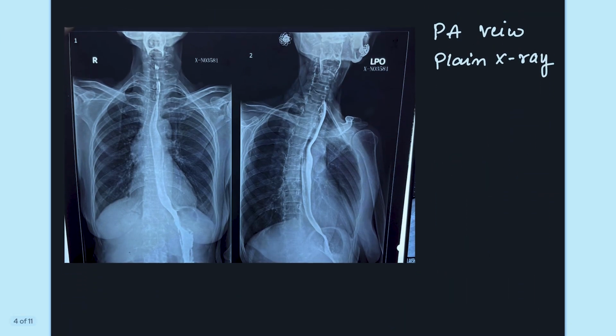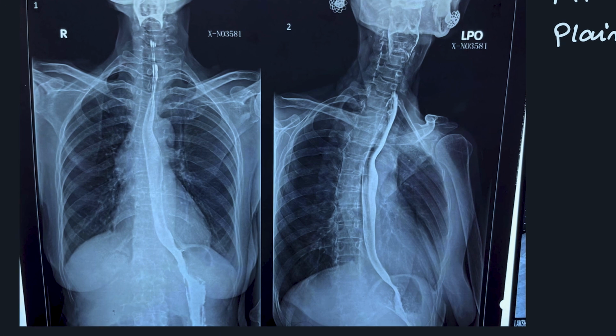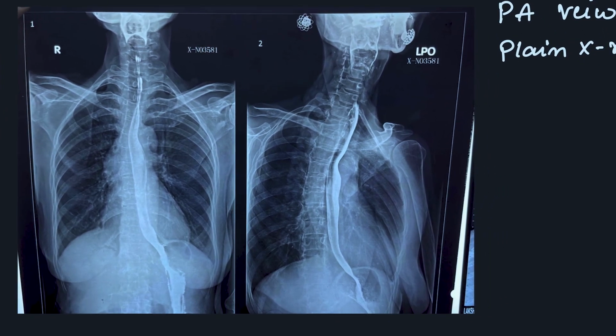Now the very interesting part. Now you have to tell me whether this x-ray is AP or PA. You can see the clavicle is not horizontal. It is oblique, right? What does this mean when the clavicle is oblique? It is PA view. So this x-ray is PA view. Again, it's a plain x-ray. The same thing, we can see esophagus. It's a barium swallow x-ray.